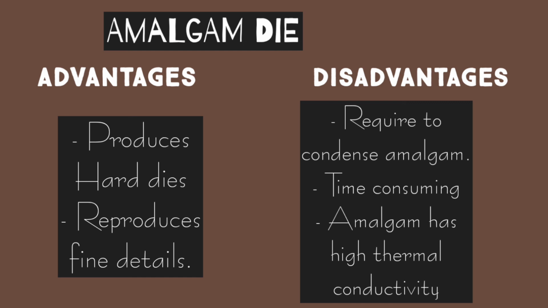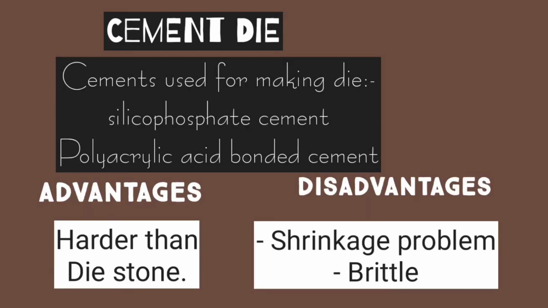So what are cement dies? For making a cement die we use silicophosphate cement and polyacrylic acid bonded cement. What are the advantages and disadvantages of these cement dies? In advantages, they are harder than the die stone. In disadvantages, they have a shrinkage problem, and they are also brittle and have a tendency to crack. As they are brittle they have a tendency to crack.